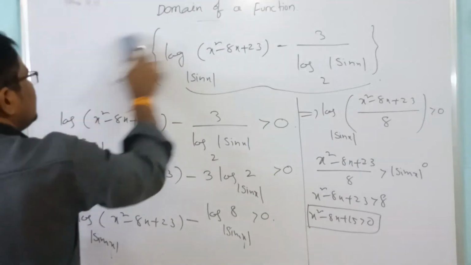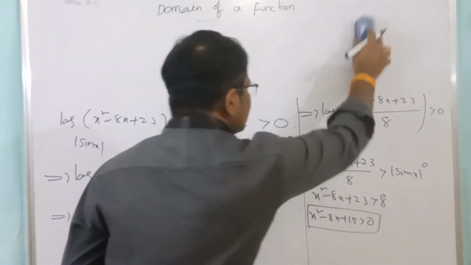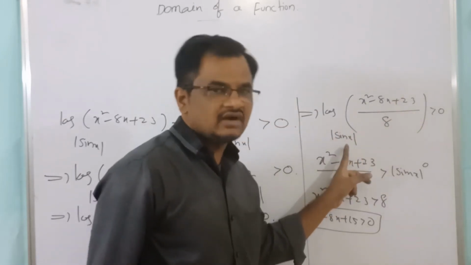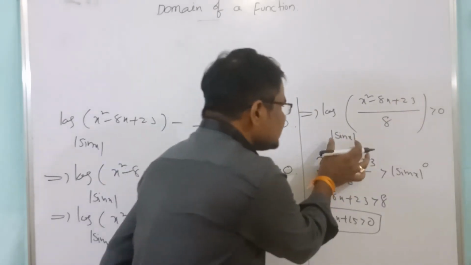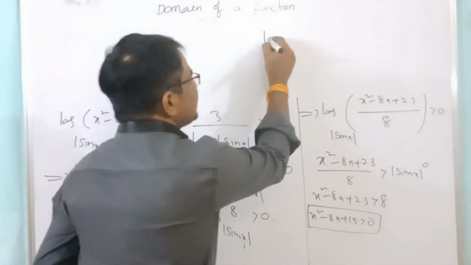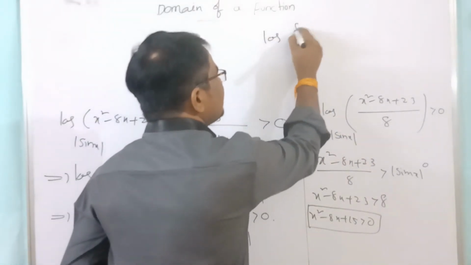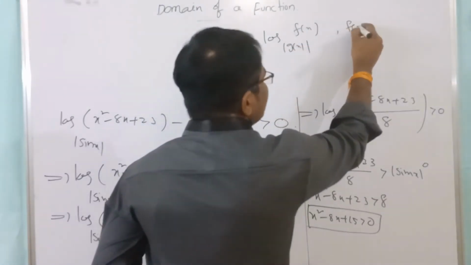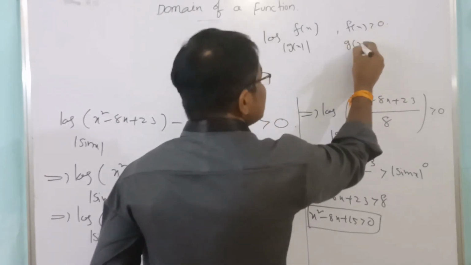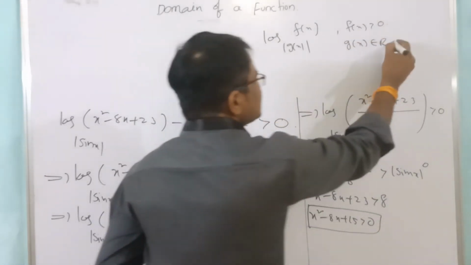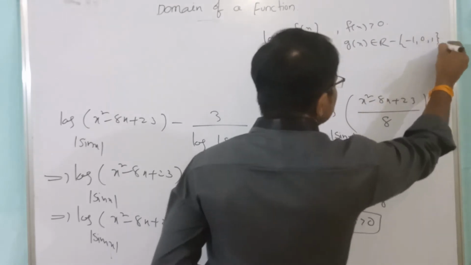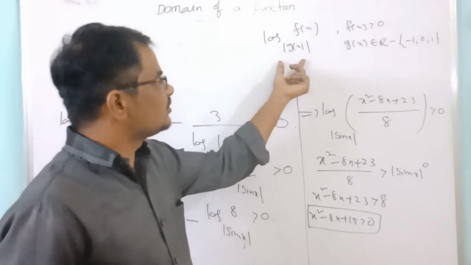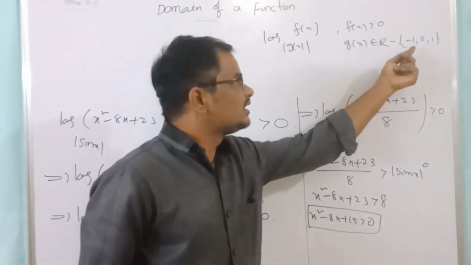And also we have to observe that it is in the form of log of f(x) to the base g(x), but the modulus of g(x) is there. So we take some rules. For log of f(x) to the base g(x), f(x) is greater than 0, and g(x) belongs to real numbers except −1, 0, +1. Because 0 is not allowed, and 1 also, and modulus of −1 and +1 also give 1.